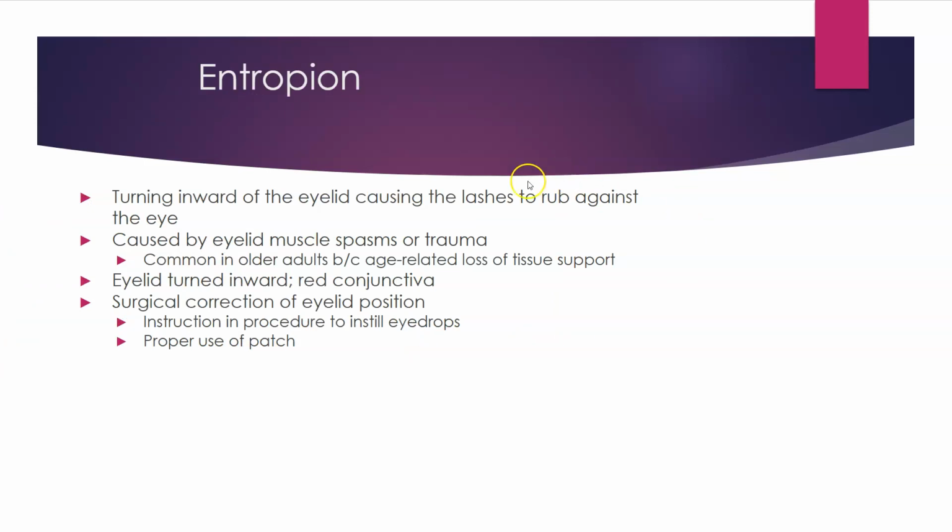Entropion, so turning inward of the eyelid, causing the lashes to rub against each other. So this can be caused by spasms or trauma. Otherwise, it could be a loss of tissue support, and it causes those eyelashes, like I said, to rub on that eye, and that causes lots of irritation, redness, and swelling. Can have a correction of this with repositioning the eyelid. Otherwise, a lot of eye drops, or even patching the eyes to try and strengthen up the muscles and that tissue support is an option with this.